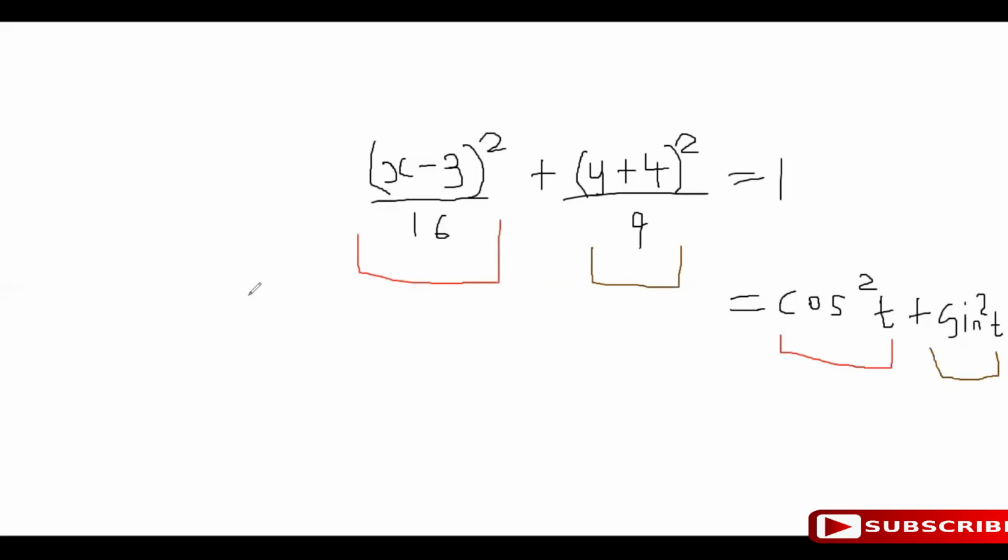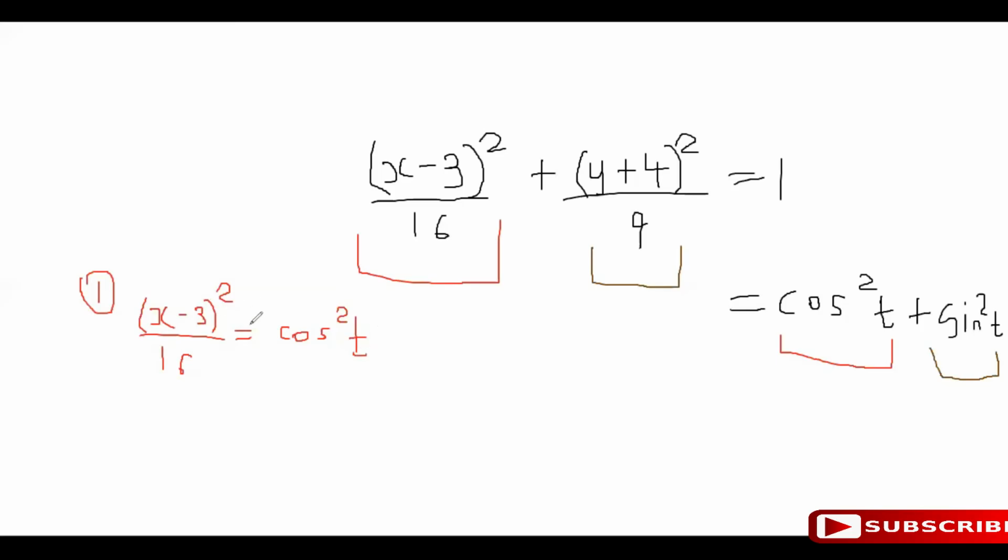So let's solve them now. I'm saying now, from the ones that are in red, we see that (x minus 3) all squared over 16 is equal to cos squared t. All right, now look at this now.